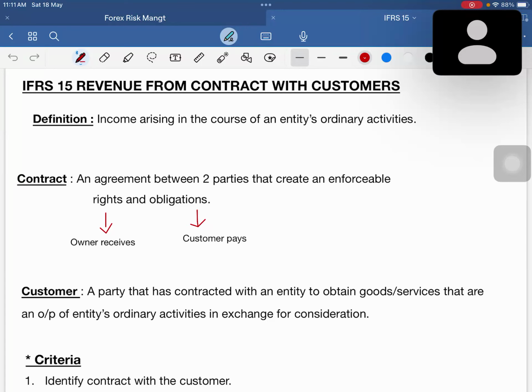And we can't record those things in our own way, because there is a prescribed standard telling you how these things should be recorded in your accounting transactions, or how they would be presented in your FS. All right, so this is the definition. The definition is basically income that arises out of the normal course of a business. I hope you understand.